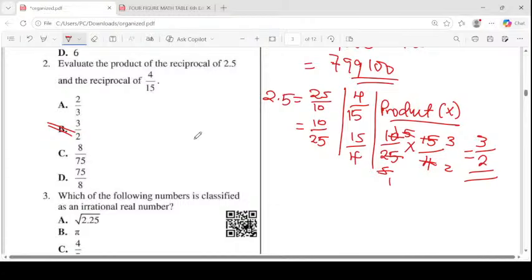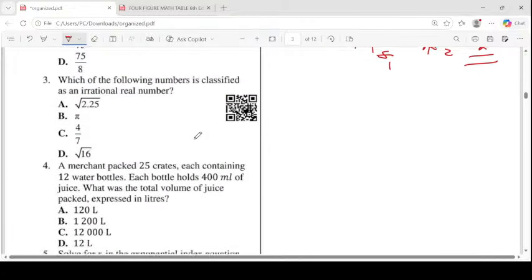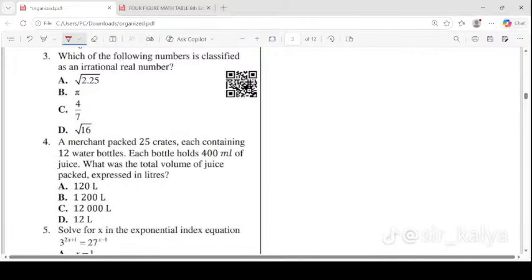Let us look at question number 3. Which of the following numbers is classified as an irrational number? When you are told to classify a number as an irrational number, this is a number that is non-terminating. An irrational number is a decimal.